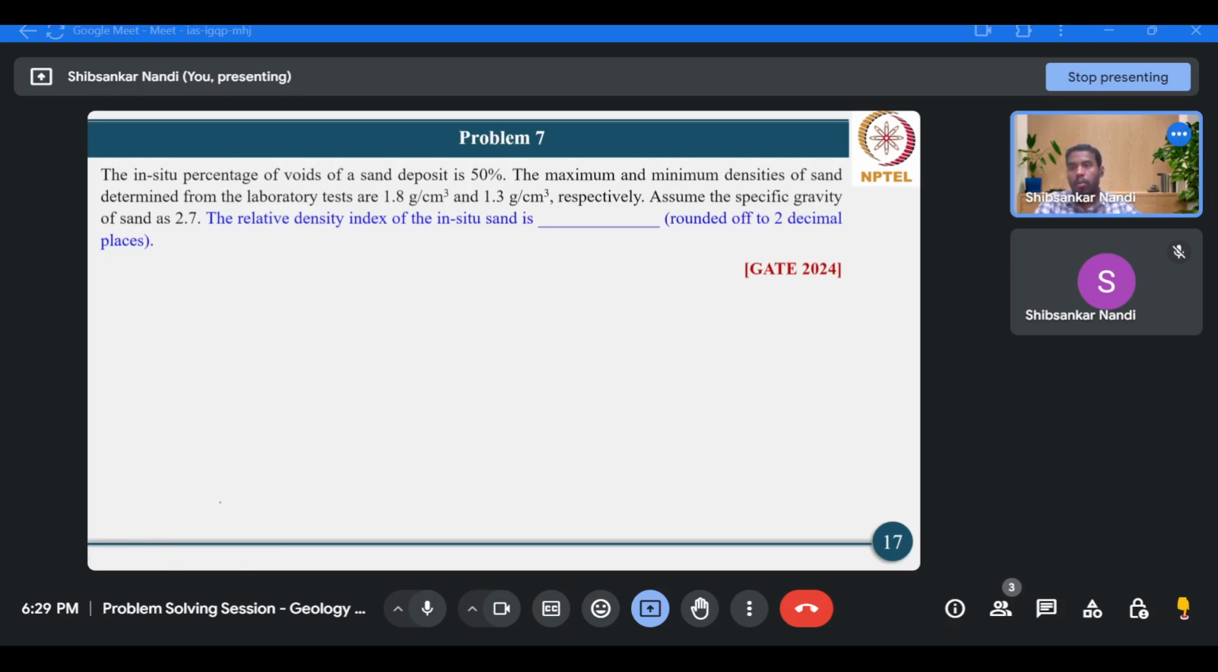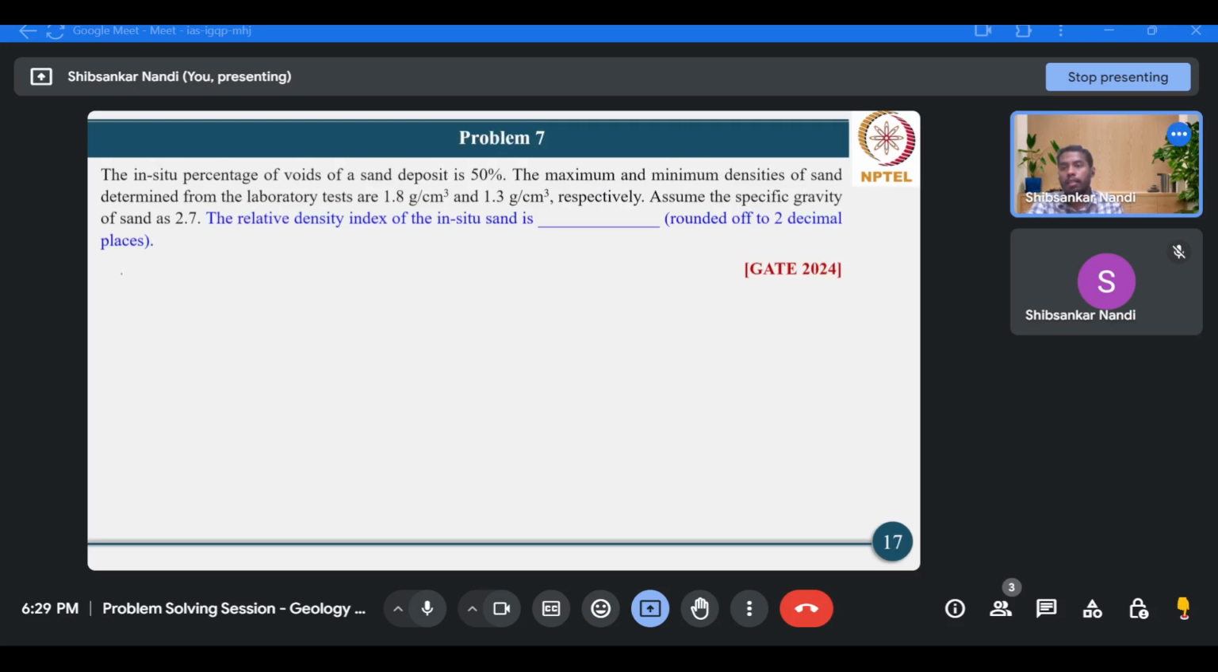So in this problem, the in situ percentage of voids of a sand deposit is 50%. The maximum and minimum densities of sand determined from the laboratory test are 1.8 gram per centimeter cube and 1.3 gram per centimeter cube. Assume the specific gravity of sand as 2.7. The relative density index of the in situ sand is... So you have to calculate the relative density.